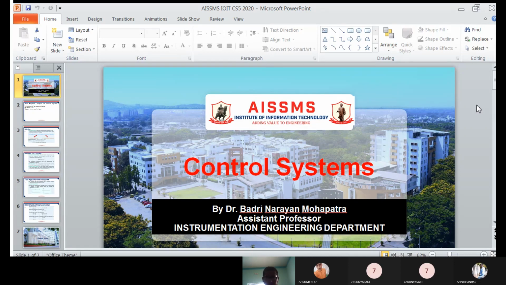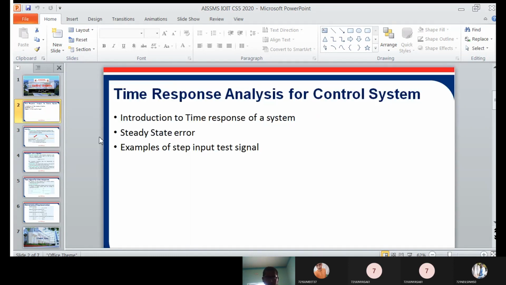Today we'll discuss some lessons on control systems. In this control system, we are discussing time response analysis. What is the meaning and introduction of time response? Then steady state error, then examples of some input test signals. Here we are discussing the step input signal.